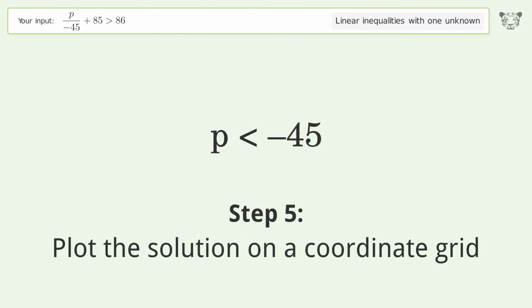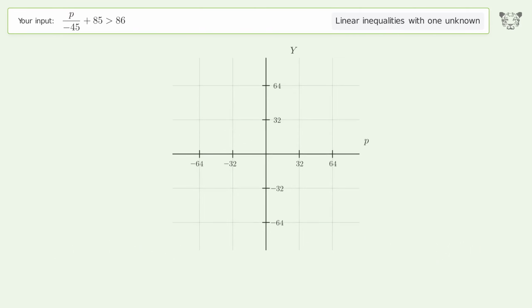Plot the solution on a coordinate grid. And so the final result is p smaller than -45.